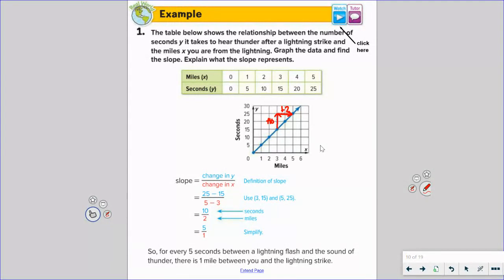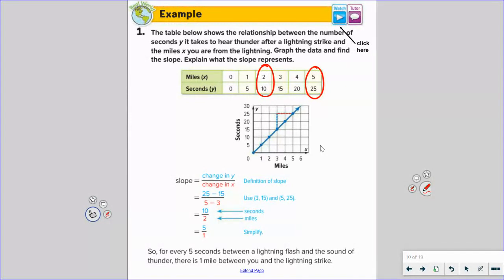Now, what if you can't see that? Because, you know, pictures are great, but sometimes looks can be deceiving. You could always identify 2 of your points, and it can be any 2 points. Remember what we just talked about? 3 to 1 is the same as 6 to 2, is the same as 9 to 3. As long as you reduce them carefully, you can use any point.